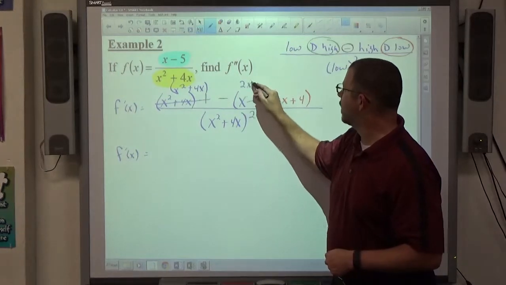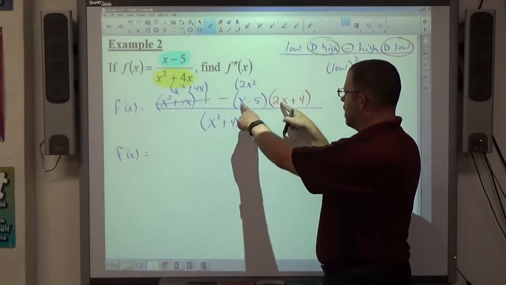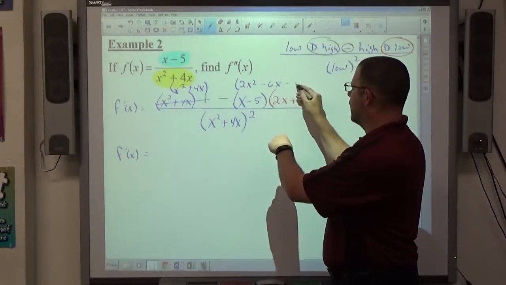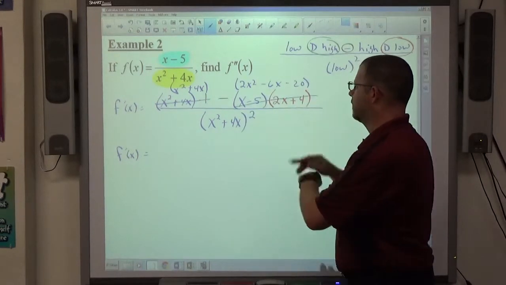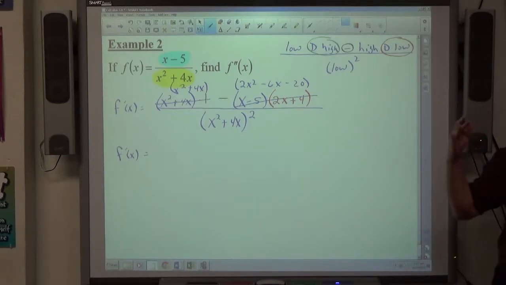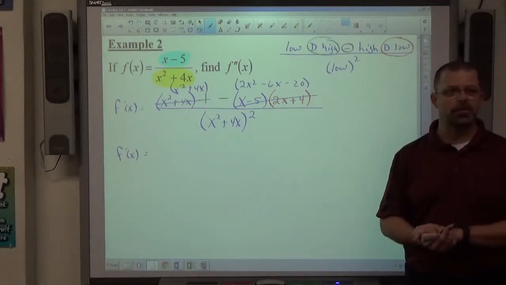That's 2x squared, and then 4x minus 10x is negative 6x, and then minus 20. I go ahead and keep them both in parentheses. X squared plus 4x is still 2 objects. 2x squared minus 6x minus 20 is 3 objects. Again, multiple objects I'm putting in parentheses.